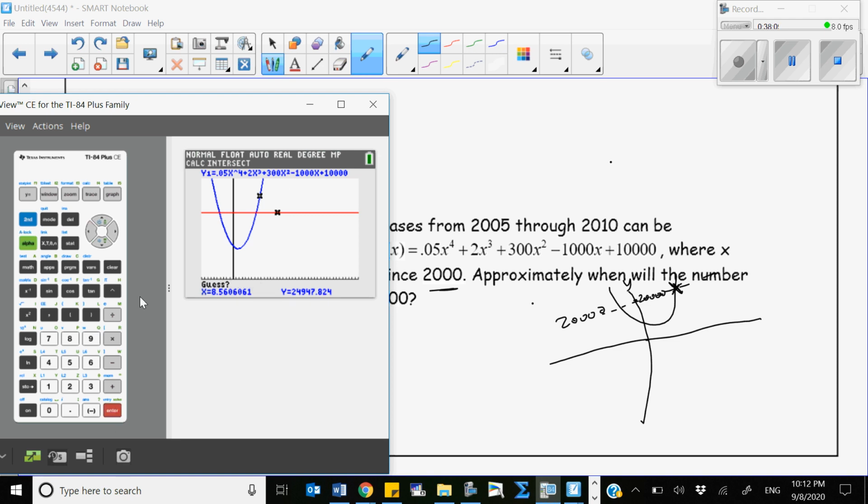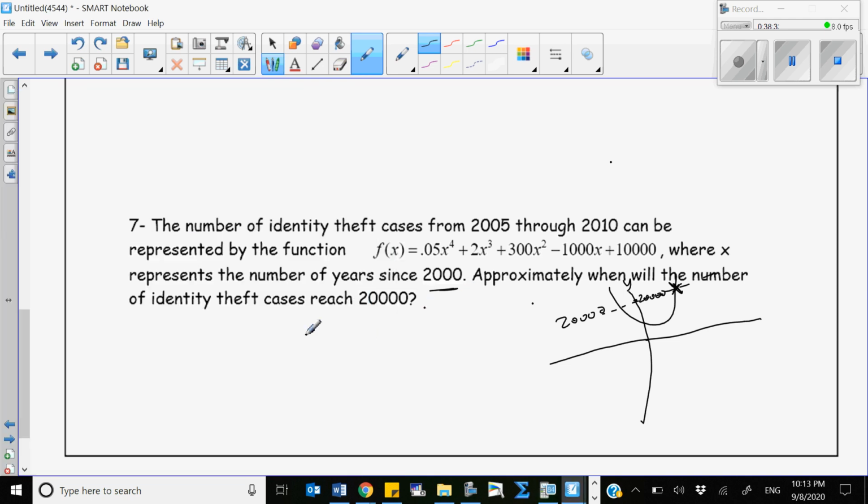And what is my guess? Where do you think the intersect is going to be located at? It's here. So I'm going to move the cursor to that point. Enter. And that's the intersect. When x is 7.40, y is 20,000. Okay, so when x is 7.4, then y is 20,000.